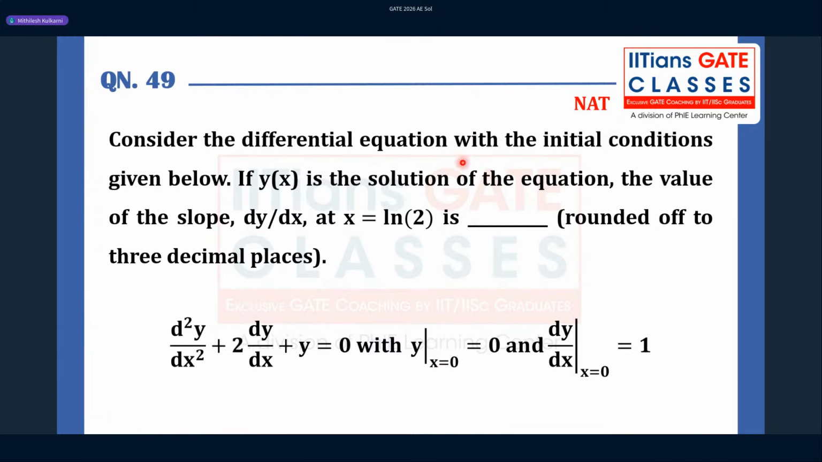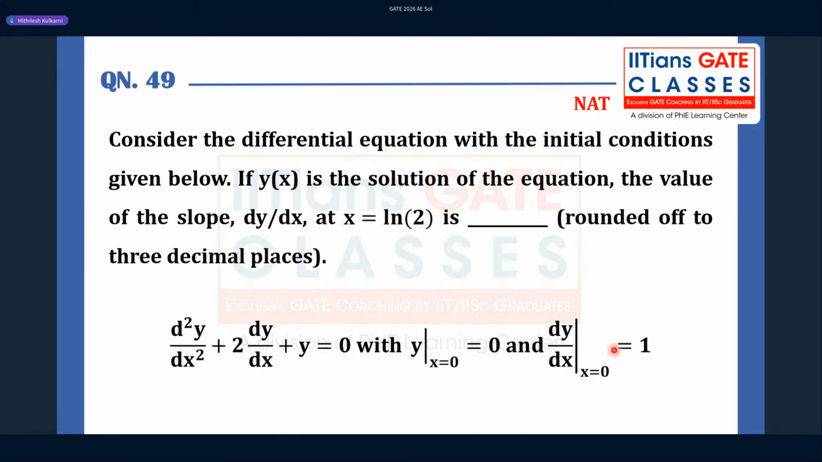Consider the differential equation with the initial condition given below. If y of x is the solution of this differential equation, the value of the slope dy by dx at x equal to ln of 2 is. Okay. So they have given this differential equation. You know, this is a higher order differential equation with constant coefficients, and it's homogeneous because on the right hand side we have 0. Since it is a homogeneous differential equation, the solution is the complementary function, CF only.